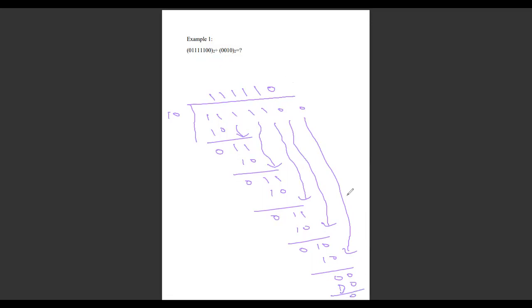Actually, okay, so the quotient is 1, 1, 1, 0, and the remainder is 0. This is the answer for this binary division. So we have to apply the rules, first and second rules.